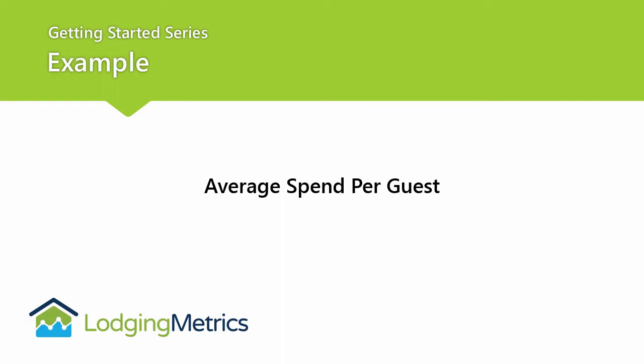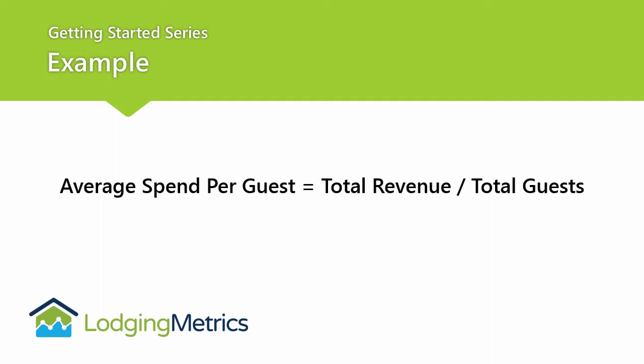But let's talk through this first. The average spend per guest is equal to the total revenue divided by the total number of guests. In our sample dashboard, we have created a metric group called Daily Numbers, and within that group, we're tracking total revenue, adults, and children as individual metrics.